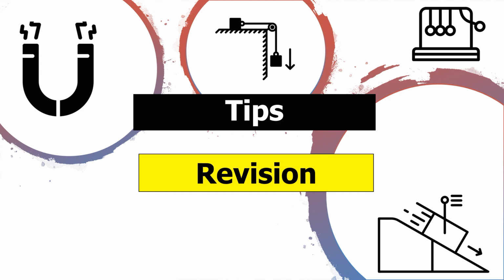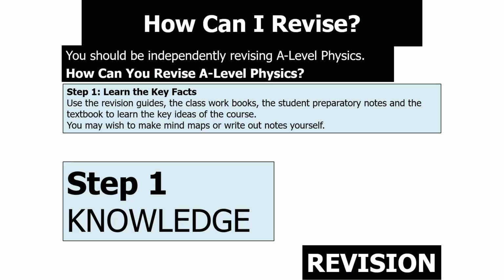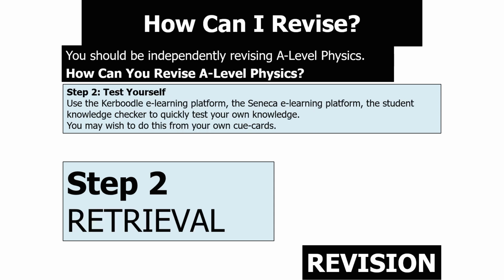So how should you be revising for your A-Level Physics? Well, the first step is to learn the key facts. So use the revision guides, the class workbooks, prep notes, textbooks to learn the key ideas of the course. You might want to write mind maps or write out notes yourself. The second step is to test yourself. So use things like Caboodle, Seneca and knowledge checkers to quickly test your own knowledge, and you may wish to do this from your own cue cards.